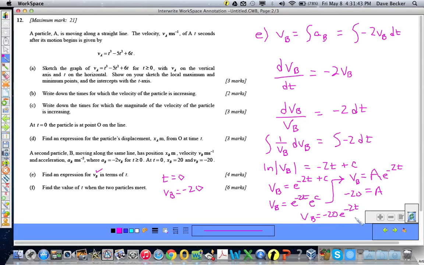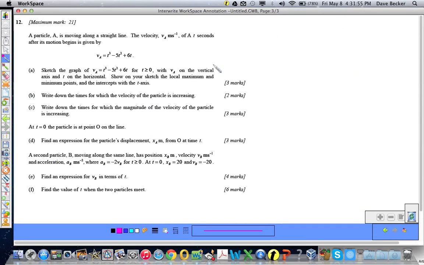All right, so we have that. And then for f, find the value of t when the two particles meet. Okay, so I'm ready for that. For f here, find the value of t when the two particles meet.